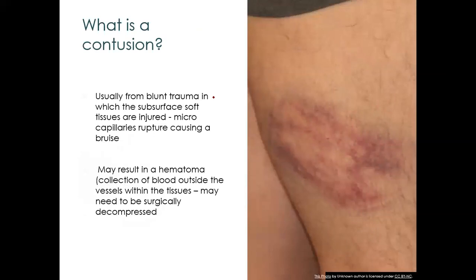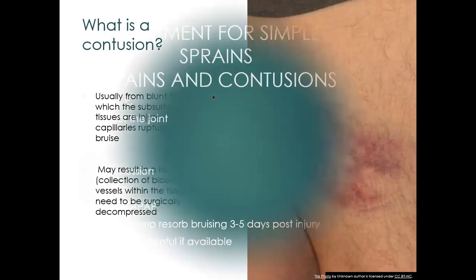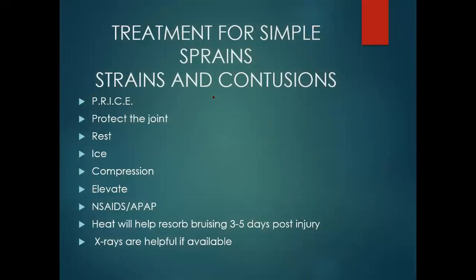So a contusion obviously is where you've got some bleeding into the soft tissue, usually from blunt trauma or a pulled muscle. The microcapillaries rupture causing the bruise, can result in a hematoma. And if it's bad enough, sometimes we have to have them seen by a specialist.